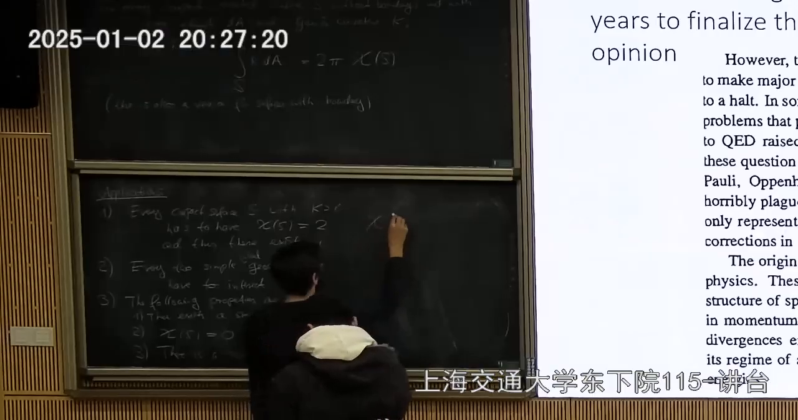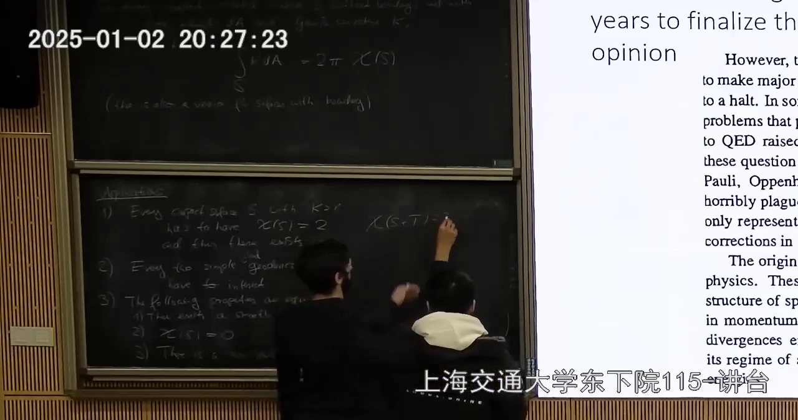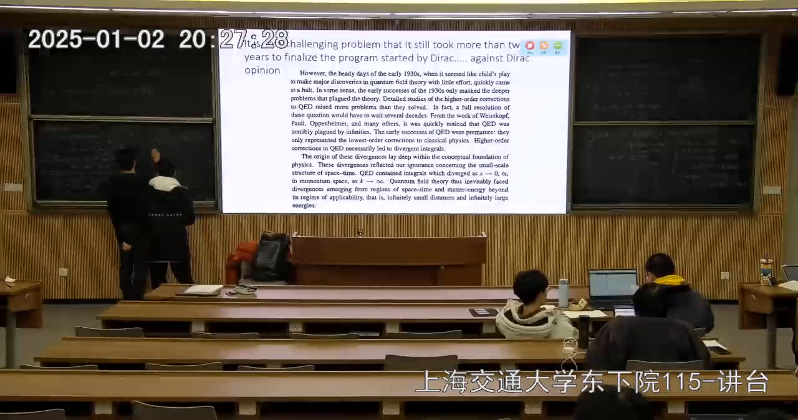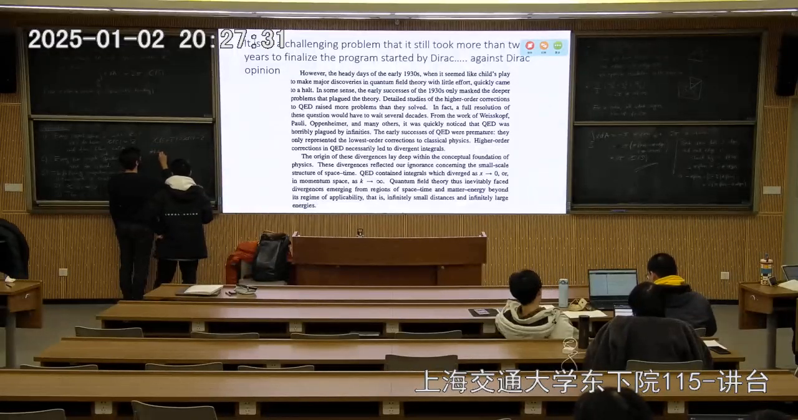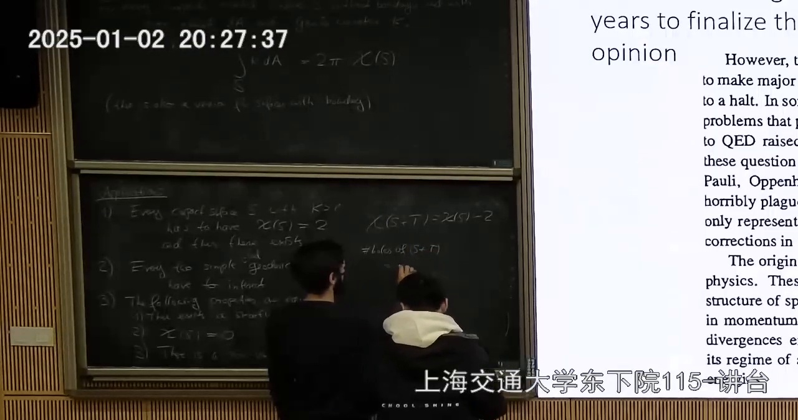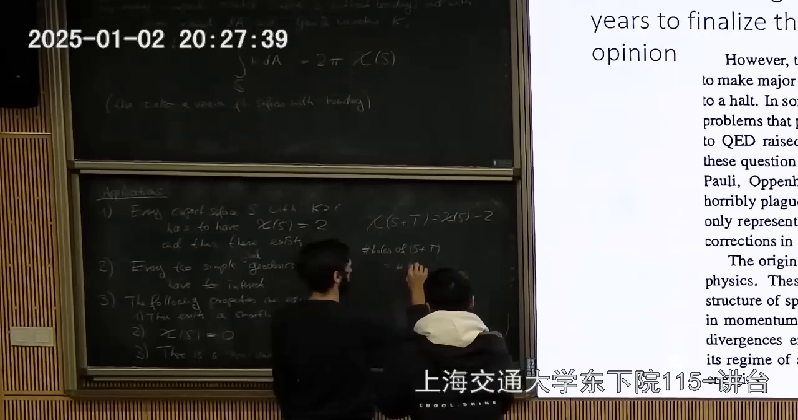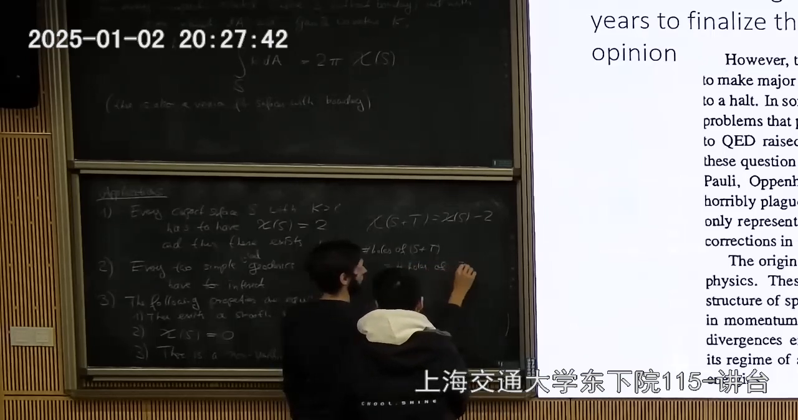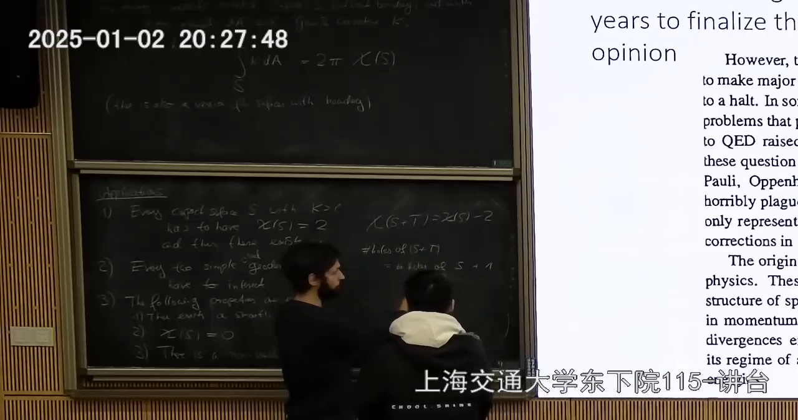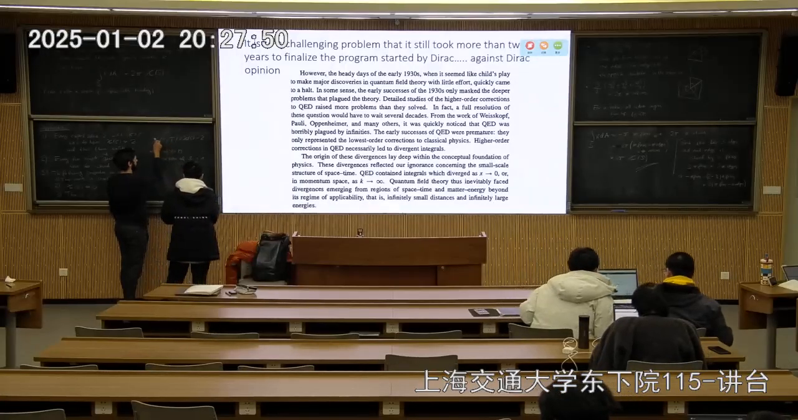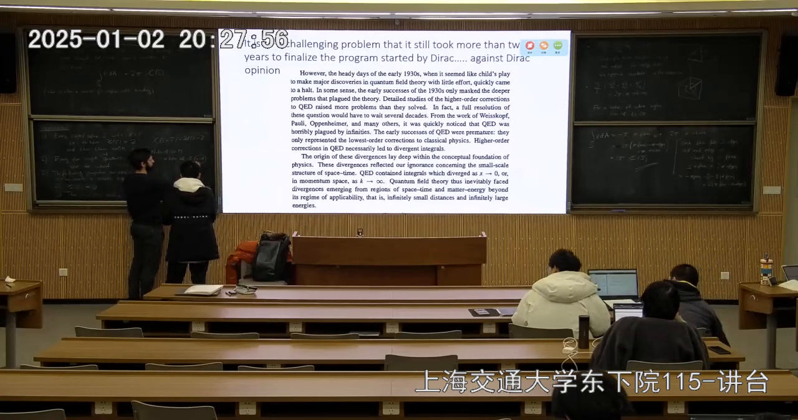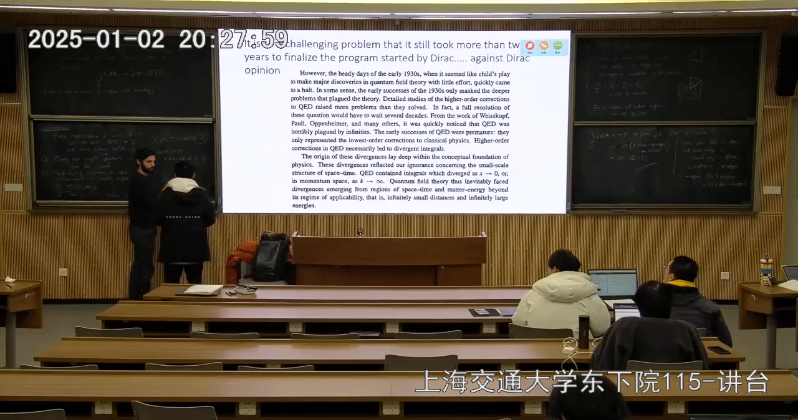In our shortcut, the chi of S plus T equals chi of S minus 2. And the number of holes of S plus T equals the number of holes of S plus 1. So that means that adding one hole gives you minus 2 for the Euler characteristic. And vice versa.